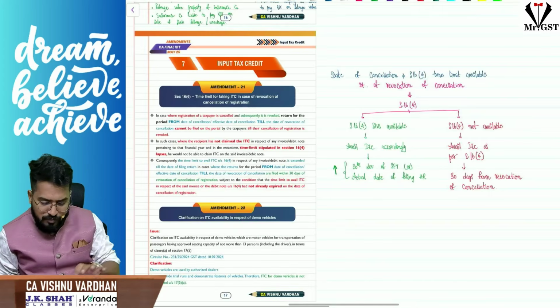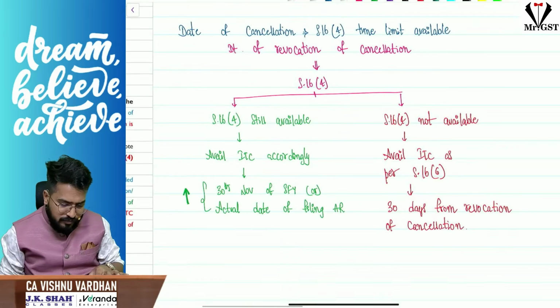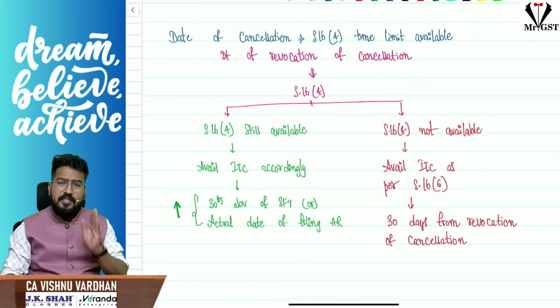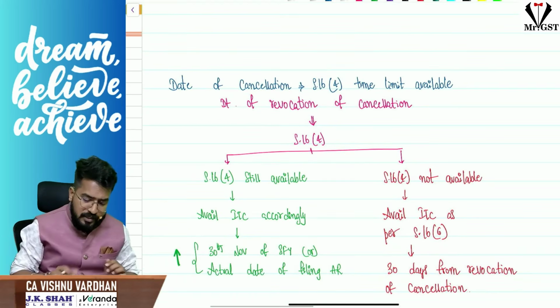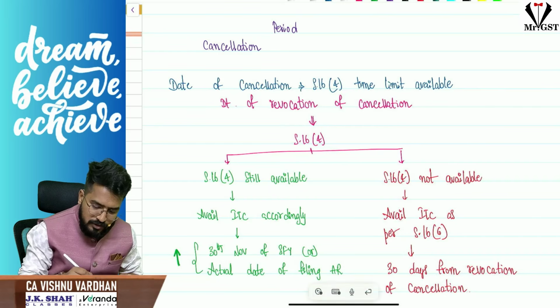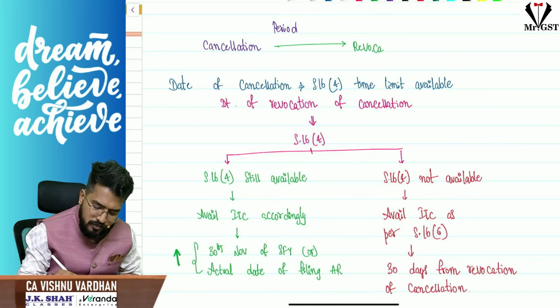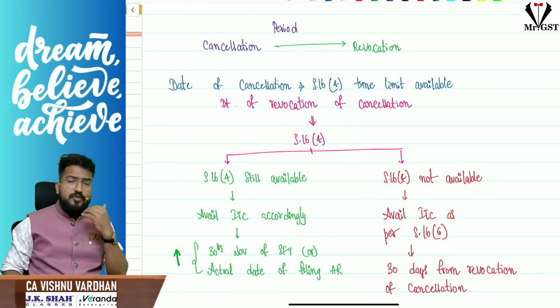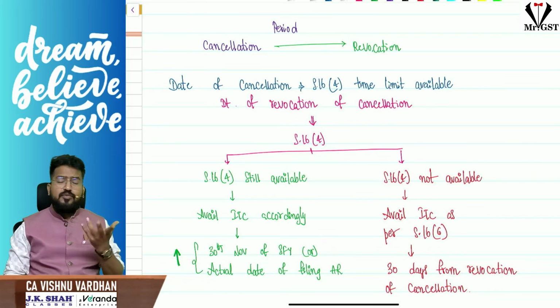Now see, first of all, simply, what is this provision all about? At the time of cancellation of that registration, during this period, I repeat, the period is between cancellation to revocation. For this period, whatever returns you did not file, for that period you have not taken ITC also, because you could not file your 3B.